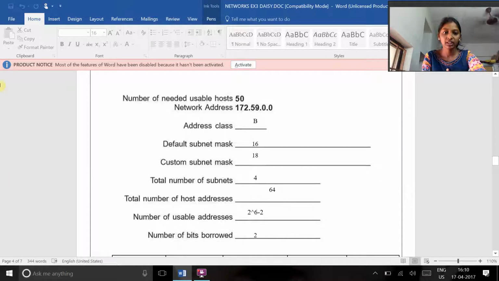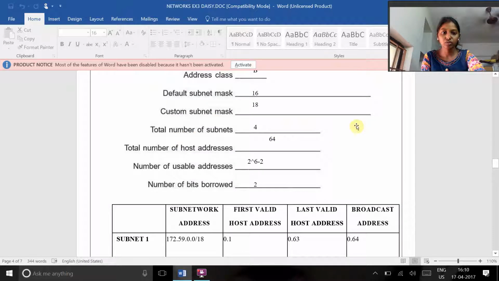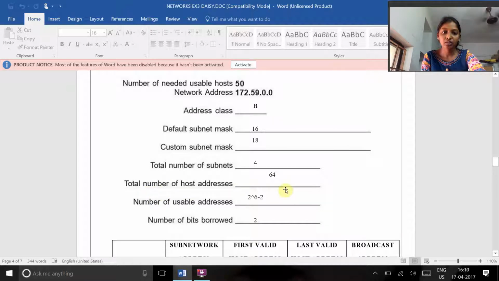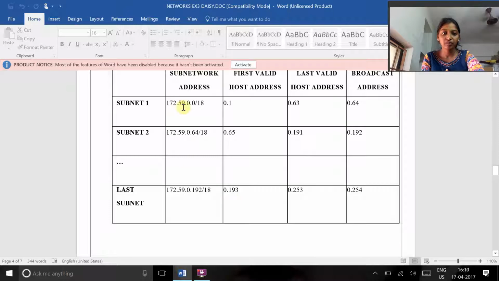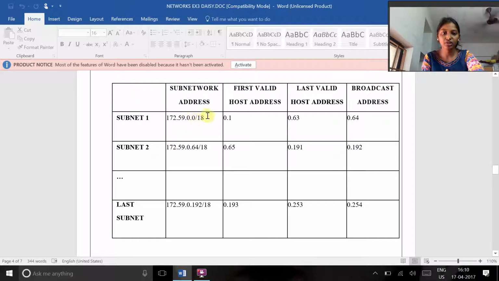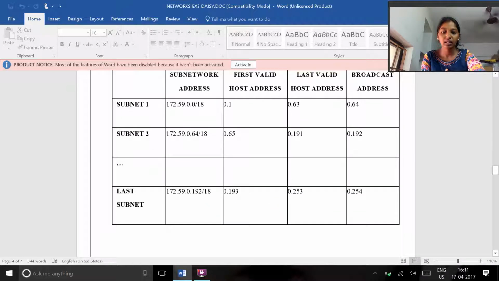And the third one we have here: the number of needed usable hosts is 50 and the network address will be 172.59.0.0. Here the address class is B, and the default subnet mask for Class B is 16, and the custom will be 18. The total number of subnets will be 4, the total number of host addresses will be 64, the number of usable addresses will be 2 power 6 minus 2, and the number of bits borrowed will be 2. Here we have the subnet address as 172.59.0.0/18, and the first valid host address is 0.1, the last valid host address is 0.63, and the broadcast address is 0.64. Subnet 2 is 172.59.0.64/18, and this is 0.65, 0.191 and 0.192. The last subnet we have is 172.59.0.192/18, and the first valid address will be 0.193 and the last will be 0.253, and the broadcast address will be 0.254.